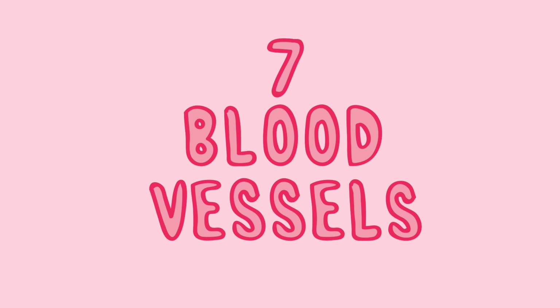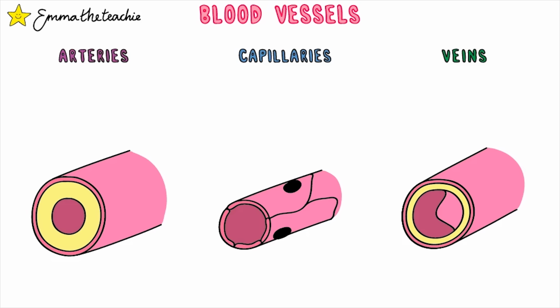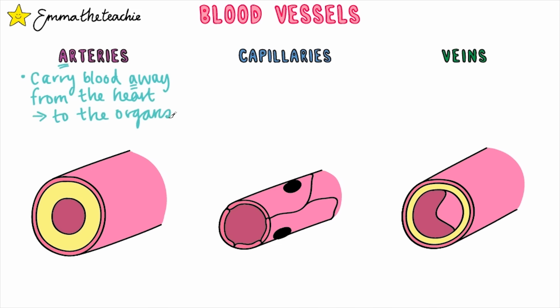7. Blood vessels. There are 3 types of blood vessels. You need to know the structure and function of each. The arteries carry blood away from the heart, and I remember this with A for away. They're carrying it to the organs of the body. The blood is under high pressure as it's just being pumped out of the heart.